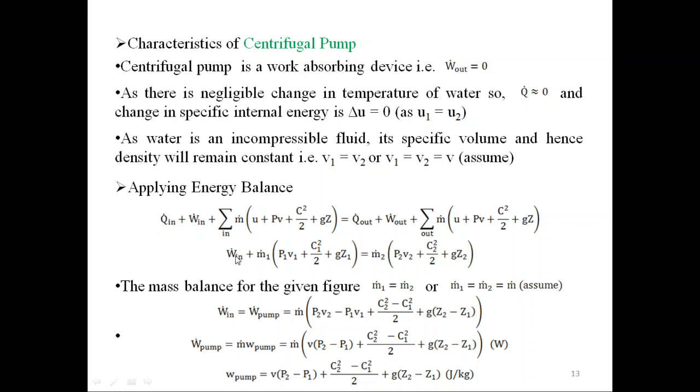So if you find out the value W dot in, you will get this equation. You can replace this W dot in with m dot small w pump. m dot is common, so it will be cancelled out. So you will get the equation of w pump. Now we have replaced this V1 and V2 with small v. So the final equation is small w pump equals small v into (P2 minus P1) plus (C2 square minus C1 square) divided by 2 plus g into (Z2 minus Z1), and the unit is joule per kg.